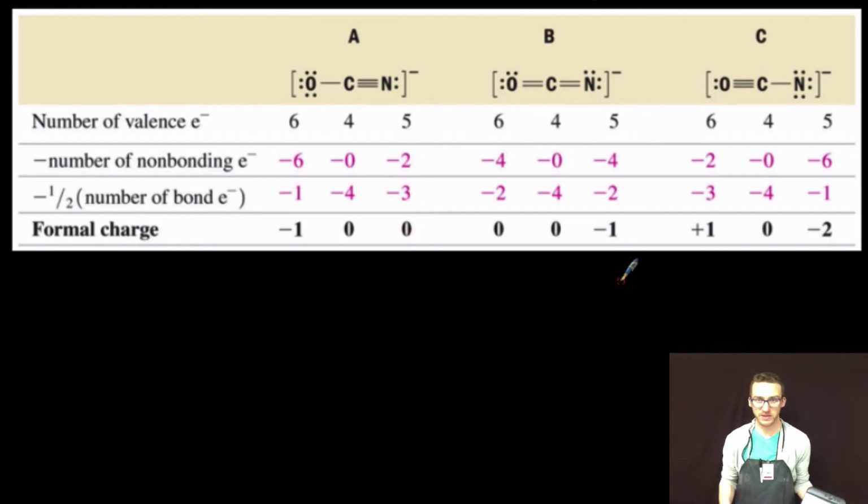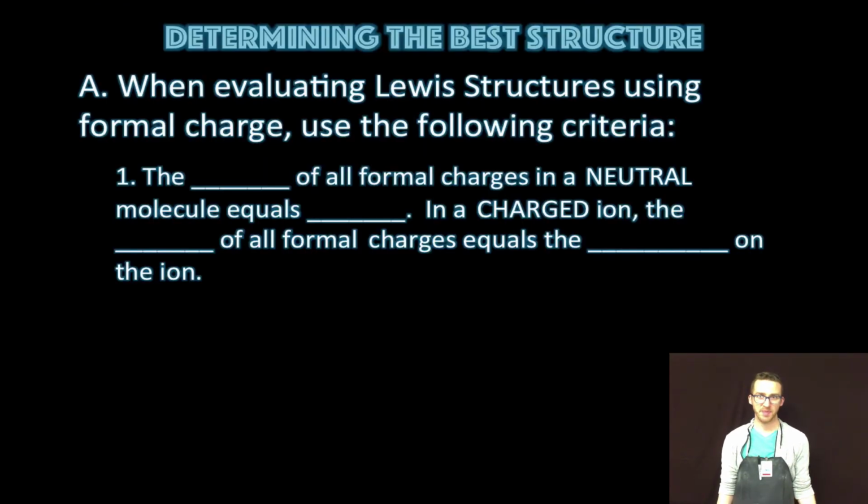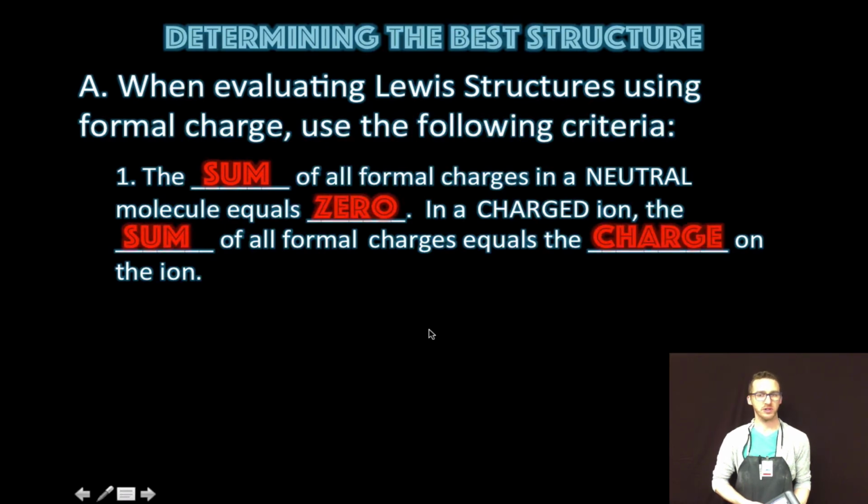Take a moment, pause the vid, look at the other 2 possible Lewis structures for the cyanide ion, and notice how the formal charges are calculated in each example. All right, great, Boylan, I know how to calculate formal charge. I can subtract. Awesome. How are we going to use formal charge to help us determine which Lewis structure is best? Use the following criteria. First, the sum of all formal charges in a neutral molecule must equal 0.